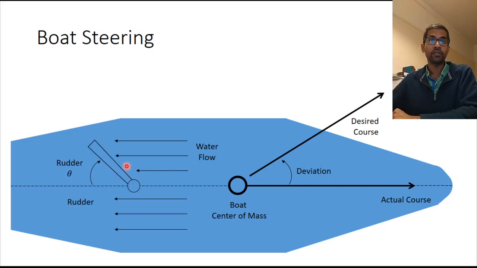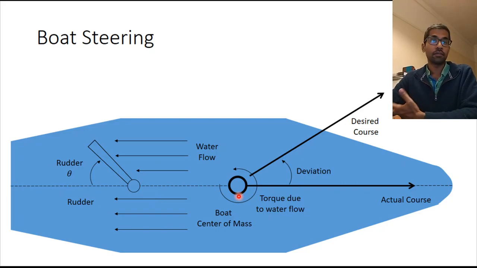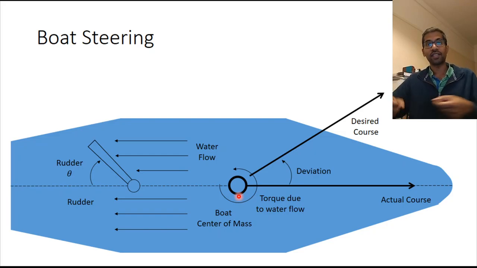When you turn the rudder, what is going to happen? This water is going to hit the rudder, right? And as it hits the rudder, it produces a torque around this rudder. And that torque actually turns the boat towards the desired course. So that's how a rudder works. And the basic way in which you control how the rudder is turning is by having a wheel. You can imagine that it's like a steering wheel of a car. So as the person turns the steering wheel, the boat turns.